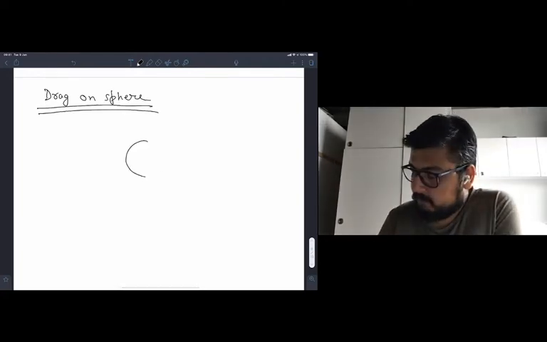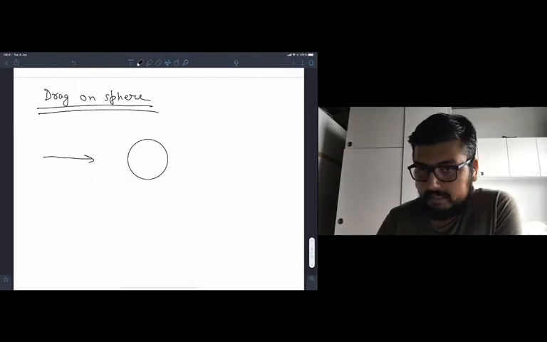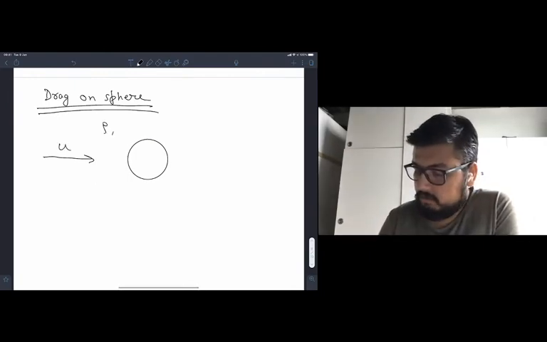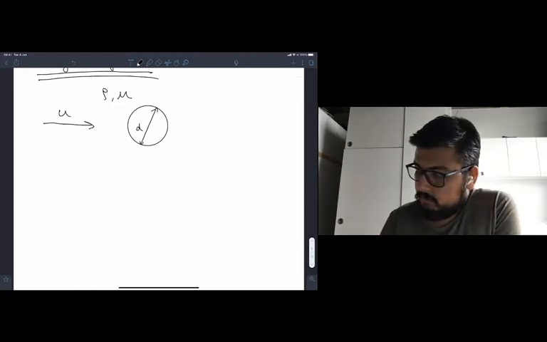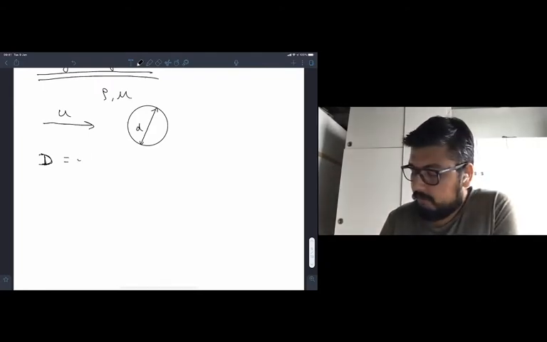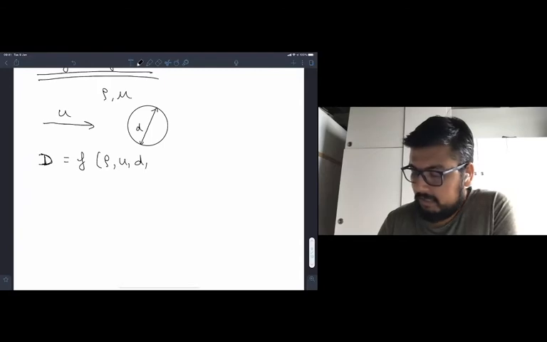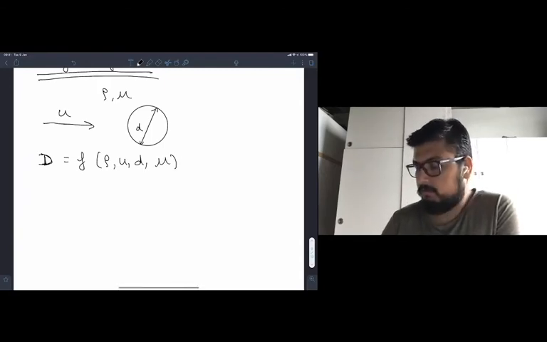So imagine if we have a sphere in an external flow of velocity u of a liquid which has a density rho and viscosity mu, and the sphere has a diameter given by d. So the drag force, so capital D is the drag force experienced by the sphere, will be a function of the density of the liquid, the velocity of the free stream, of course the diameter of the sphere, and the viscosity of the fluid around.